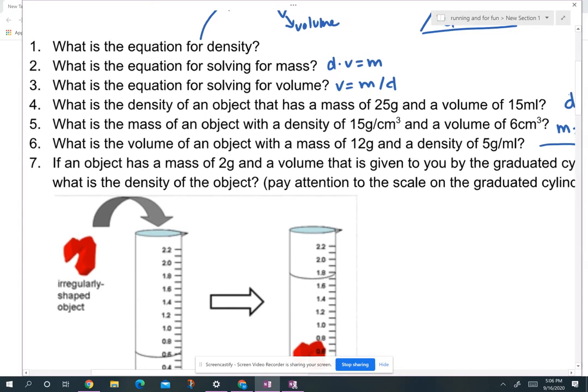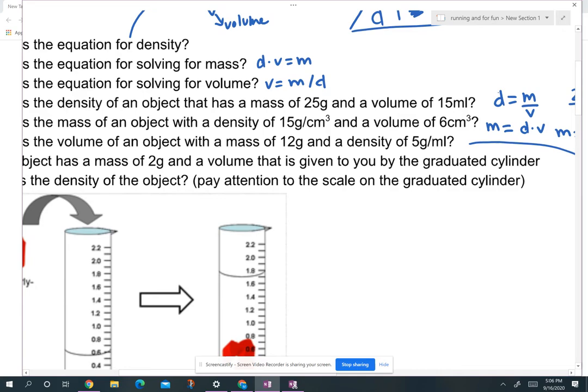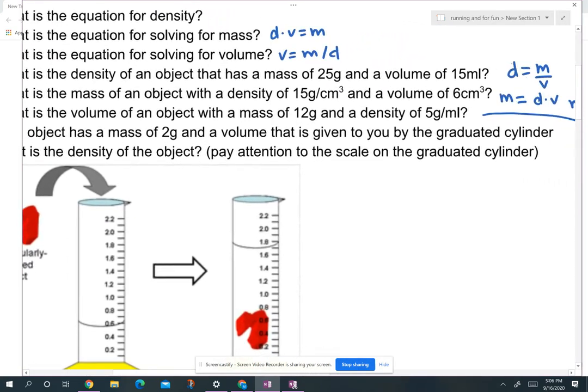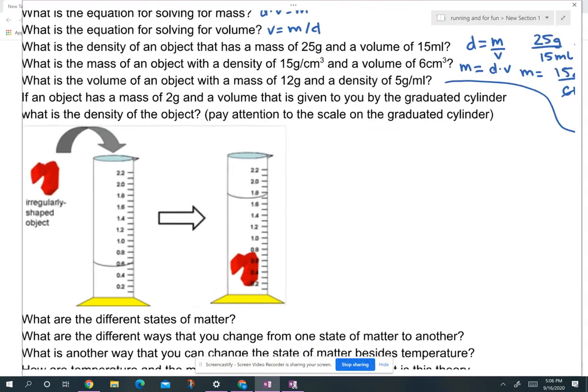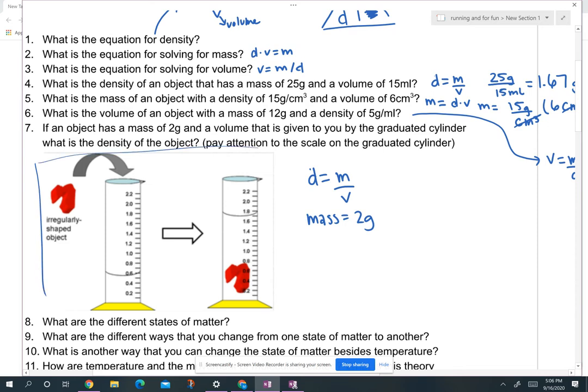Okay, if an object has a mass of 2 grams and a volume given by the graduated cylinder, what is the density of the object? Okay, so we want to find, again, density is equal to mass over volume, right? And then what is happening here is that they give us the mass. So they say the mass is equal to 2 grams. The volume is whatever is happening in this picture, right? So that is going to be the volume.